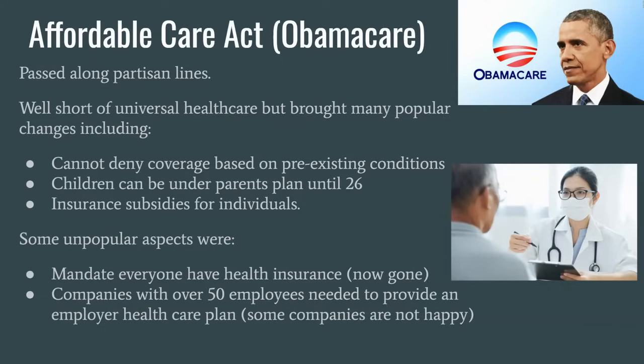Some of the popular aspects were that insurance companies could no longer deny coverage to anyone because of pre-existing conditions, and pre-existing conditions had to be covered. Children can be under their parents' plan until they're 26, and there are subsidies for individuals buying health insurance on their own. Some of the unpopular aspects were the mandate that everyone has to have health insurance, which is now gone, and some businesses are unhappy with the law that required them to provide an employer healthcare plan if their business has over 50 full-time employees.